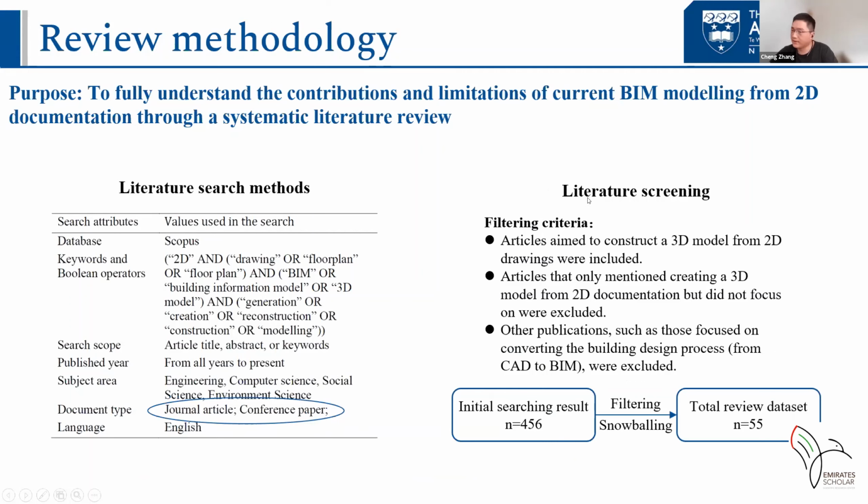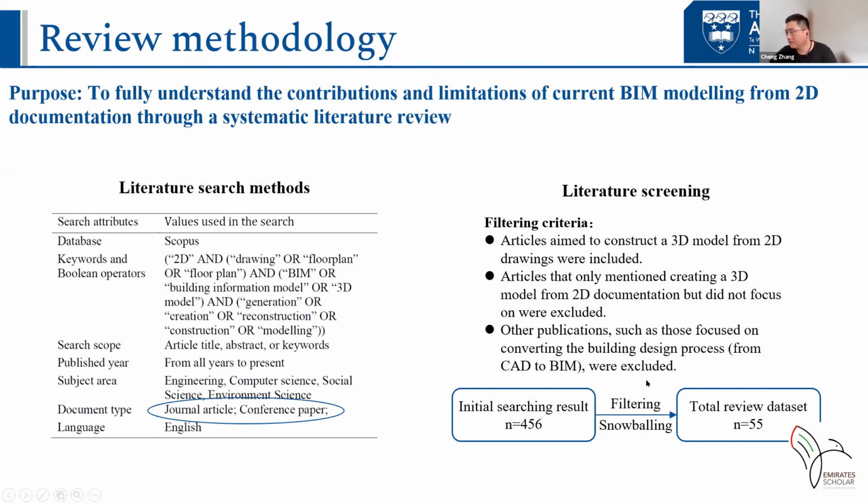Then we conducted literature screening based on the title and abstract. The filtering criteria are that articles aimed at constructing a 3D model from 2D drawings were included, and articles that only mentioned creating a 3D model but did not focus on it were excluded. Other publications, such as those focused on converting the building design process, like from CAD-based design to BIM-based design, were all excluded.